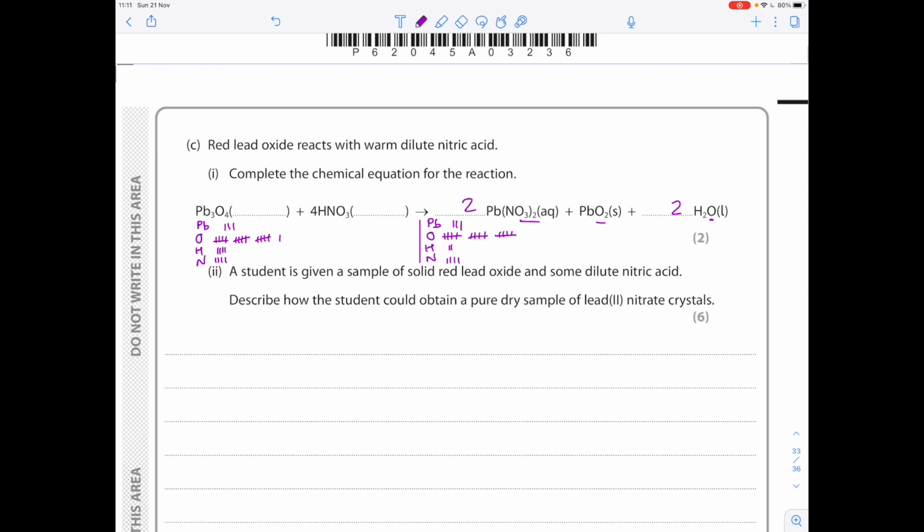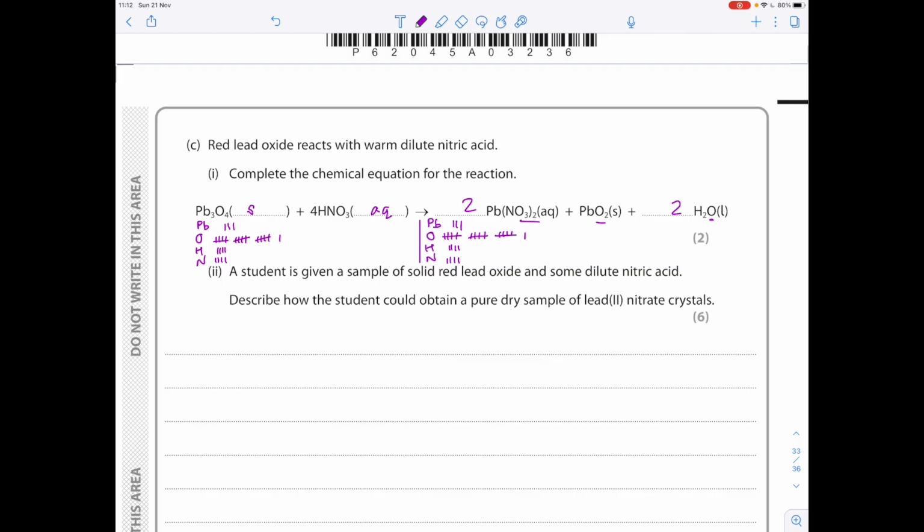Yeah, we don't have enough hydrogens on the right hand side, so let's put a 2 here. So that now becomes 4. Double check our oxygens. We've got 6 times 2, 12, 14, 16. And then sit back. Are they balanced? Yes, they are. We just need to add state symbols now. So we know that the lead oxide is solid. The nitric acid, as with all acids, is aqueous. And that's us done.